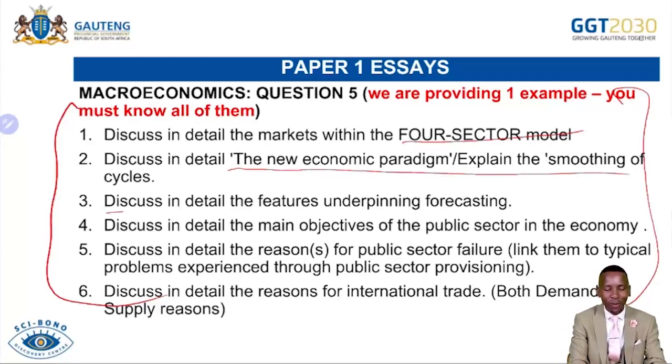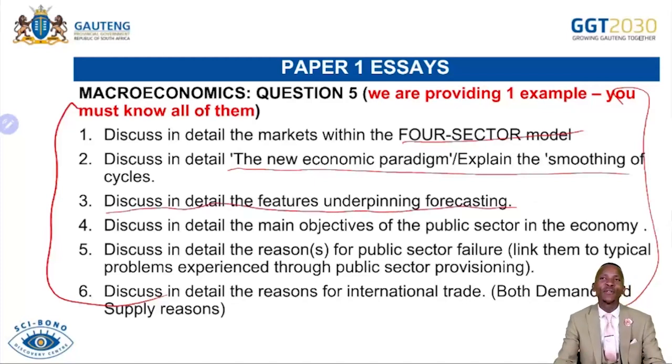This question is one of those questions that is very easy for you to answer. However, if you are not careful enough, you end up answering what is not required. For instance, we had a question in this kind of essay saying, discuss in detail all features underpinning forecasting, excluding indicators. Most learners that year initially wrote economic indicators. That made them get it wrong, because the question statement continued to say excluding indicators.